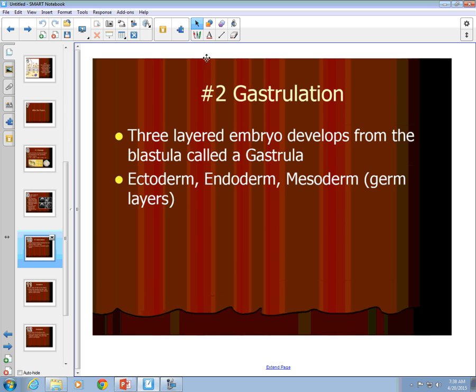The second phase here is called gastrulation, and gastrulation is when that embryo starts to develop from the blastula into what we call the gastrula. And the gastrula has 3 different germ layers: the ectoderm, the endoderm, and the mesoderm. And I want to explain what each of those germ layers will become.